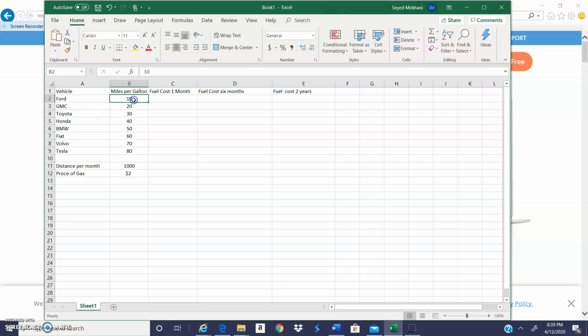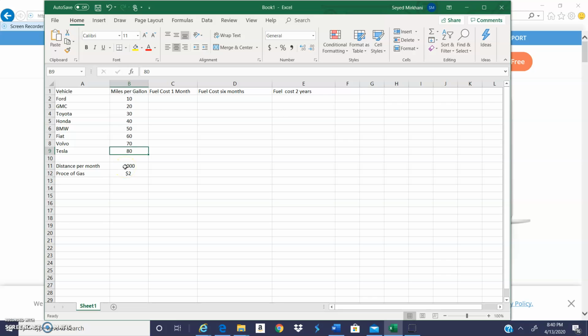Your Ford uses 10 miles per gallon of gas. Imagine your GMC gets 20 miles per gallon, and the best car you have is Tesla. Well, we know that Tesla is electric, but imagine that it gives you 80 miles per gallon. This is very economical to drive because you get 80 miles.